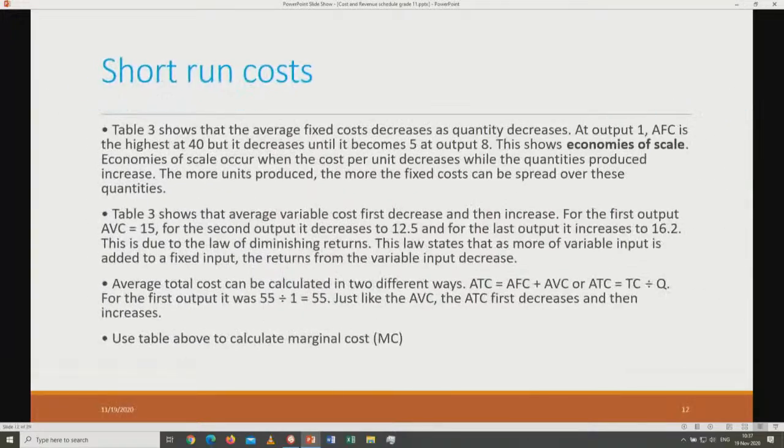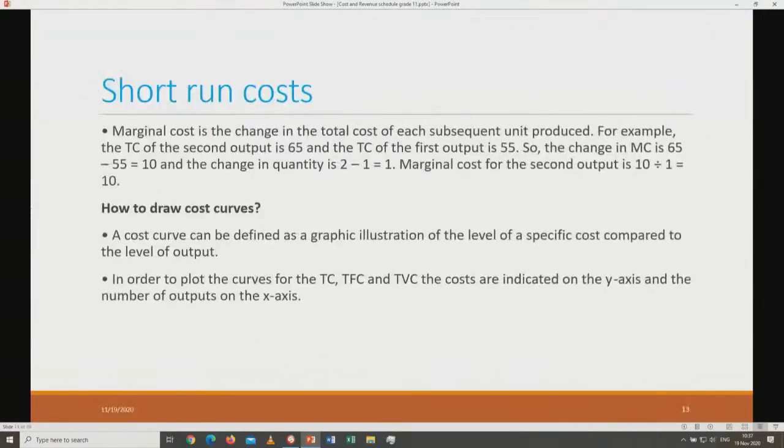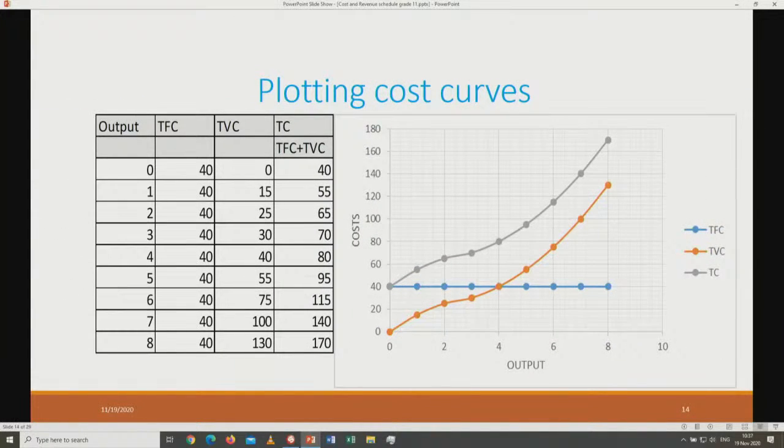Let me go back to, okay, let's look at this one. Let me show you this table here. Can you see this table? Because I'm trying to plot those curves on the right. It is your total cost, which is this gray curve. This represents your total cost. And then this one here represents your total variable cost, whereas the blue line represents the total fixed cost. And here is the schedule given to you.